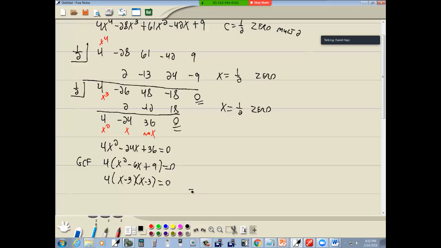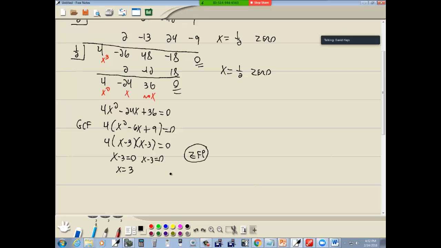Now the zero factor property, zero product principle, I don't remember what this book calls it, says if you get 0 on one side and you factor the other side, you can set each factor equal to 0. So I'll set x minus 3 equal to 0. It would give us the same answer either way. But this x equals 3, it's important to keep in mind, has a multiplicity of 2, because it repeats.